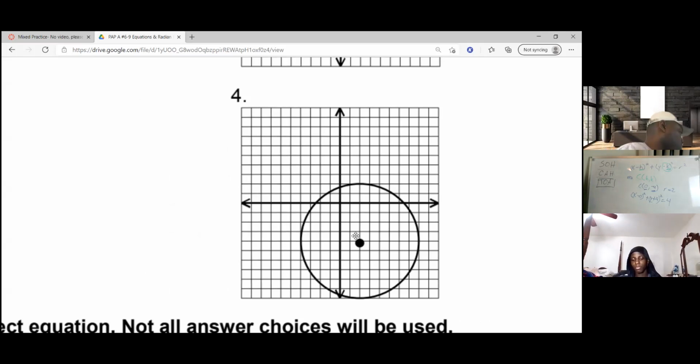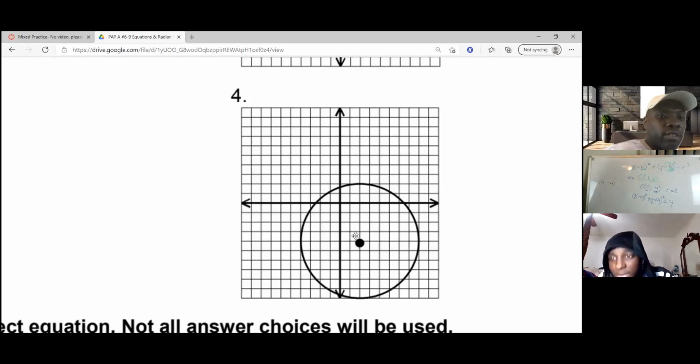What about number 4? What's number 4 say? What's the center for number 4? 2, -4. Okay, so we've got 2, comma, -4. What do we do? You split them up into X and Y. Okay, this one's X, this one's Y.